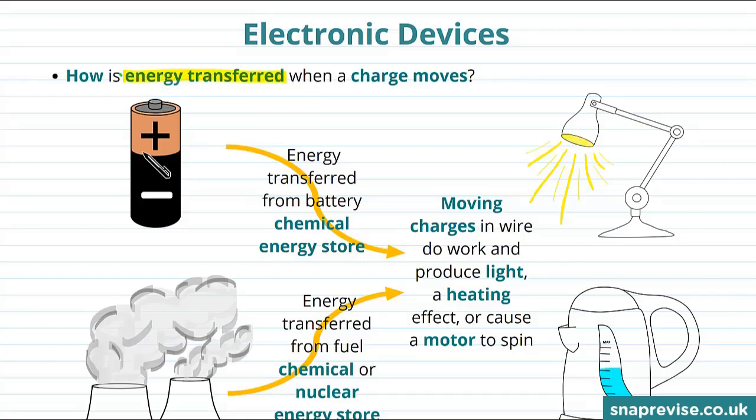For example, in a battery, we start with energy in the battery's chemical energy store, but then this energy is converted into electricity, which we interpret as charges moving around the circuit. So we say that this chemical energy has been transferred to the kinetic energy store of the electrons. This kinetic energy of the electrons is then used to do work on a component to produce light or to produce a heating effect or to cause a motor to spin.